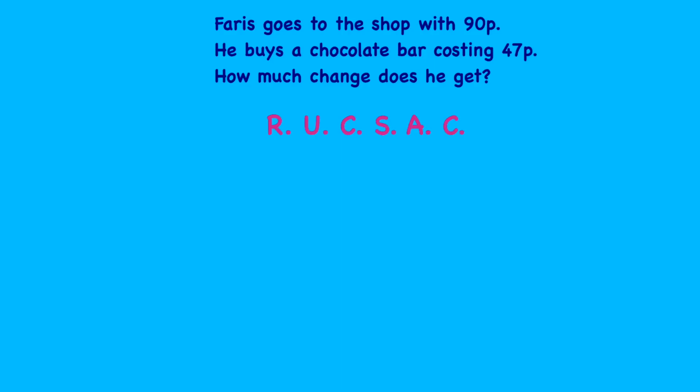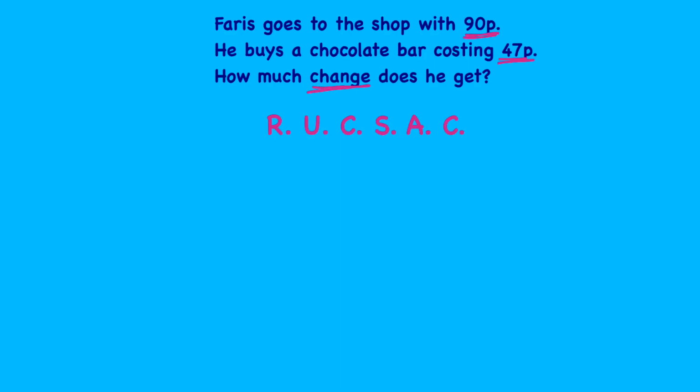So Faris goes to the shop with 90p. Well, that 90p is going to be important for me. He buys a chocolate bar costing 47p. Well, it doesn't really matter what he's buying, but how much it costs is important. So 47p. How much change does he get? Well, the clue here is the change, because that's going to help us work out what kind of question we're solving here.